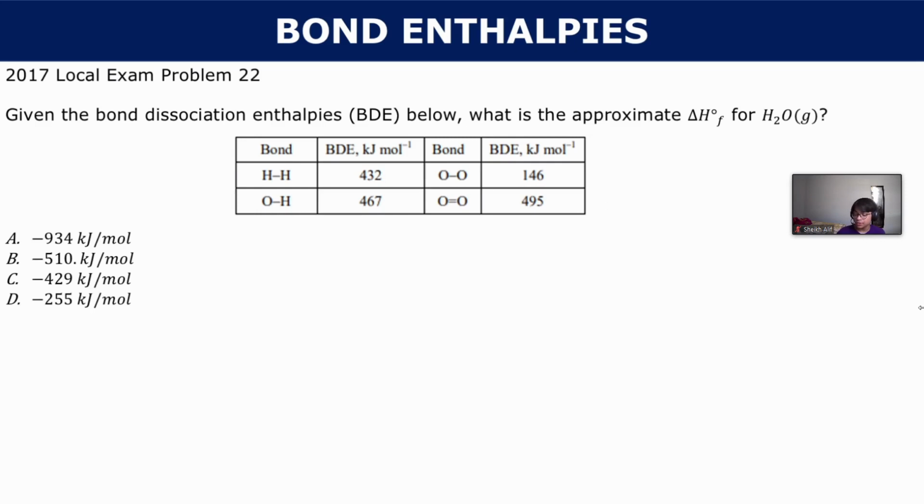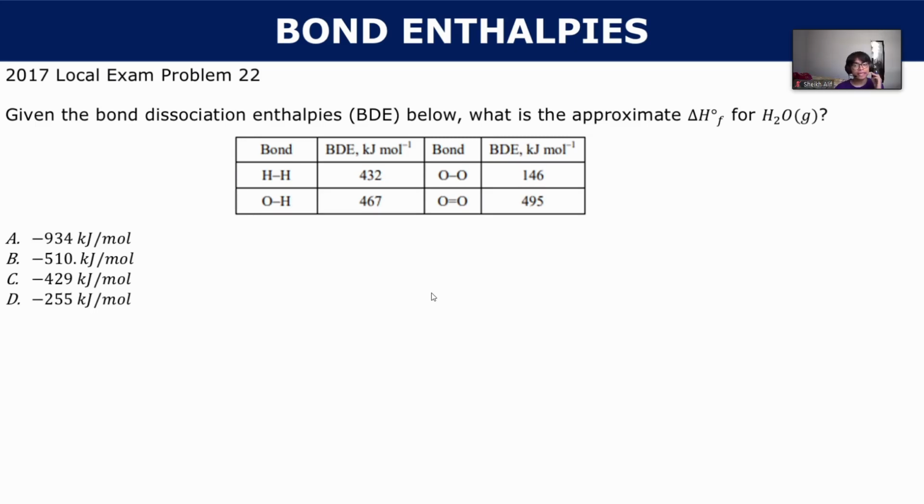So given the bond dissociation enthalpies below, what is the approximate change in enthalpy of formation of H2O? Since it asks us for the enthalpy of formation, we're going to need to write out the reaction that's going to occur. The important thing about the enthalpy of formation is that at the end, you're going to have one molecule of the thing that you want produced. And so we know that the component parts that are going to make it are H2 and O2, but these are not balanced.